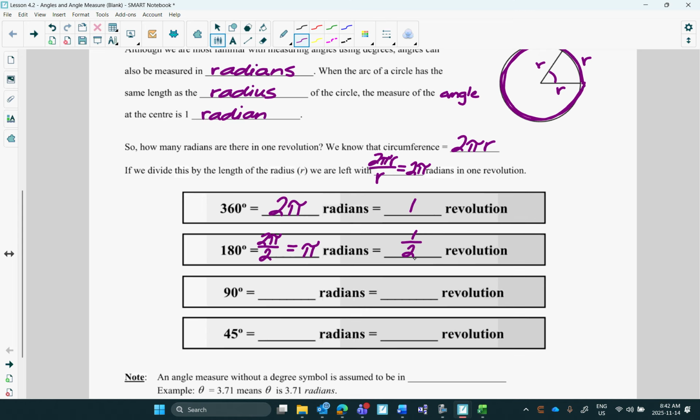How many radians would be 90 degrees? Well, we could use this or this. Half of pi, or pi over 2. And that 90 degrees, or pi over 2 radians, is a quarter of a revolution.